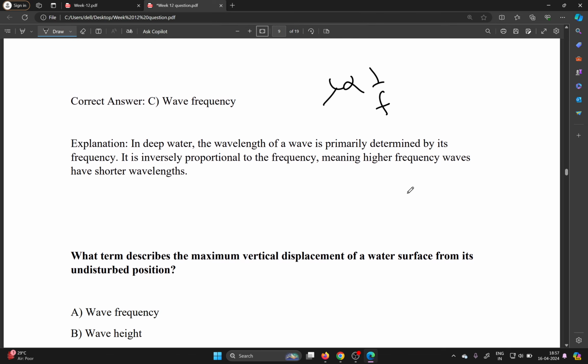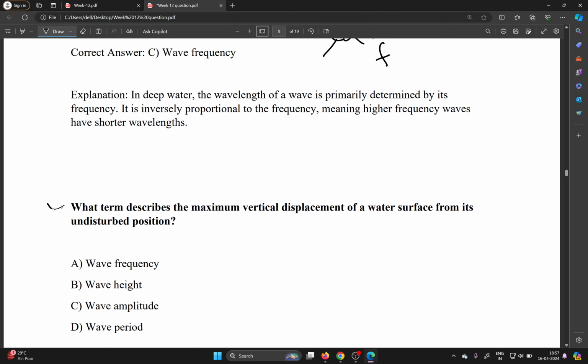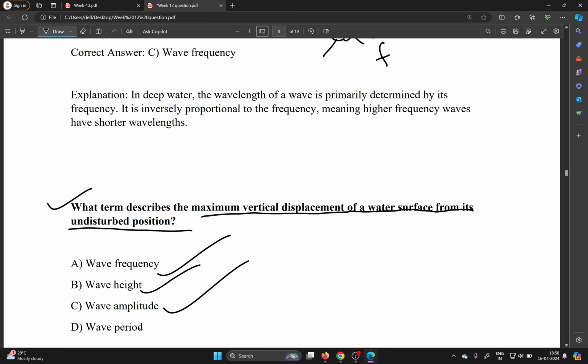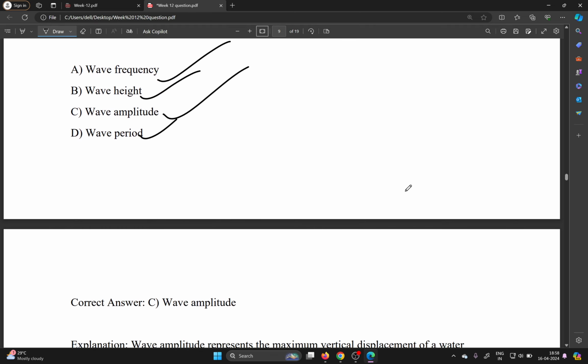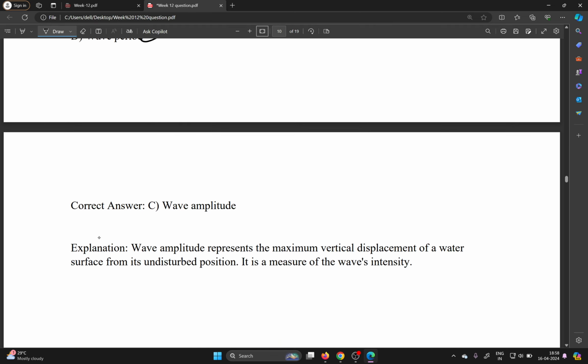Next question is, what term describes the maximum vertical displacement of the water surface from its undisturbed position? Wave frequency, wave height, wave amplitude, or wave period? Very easy question. Wave amplitude definitely. Explanation: wave amplitude represents the maximum vertical displacement of the water surface from the undisturbed position and it measures the wave intensity. Yes, it's correct.